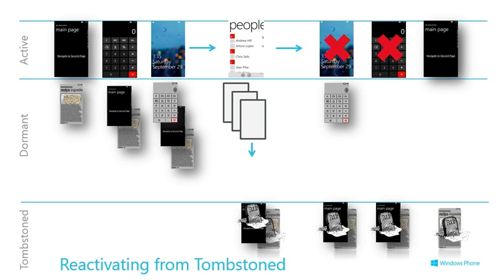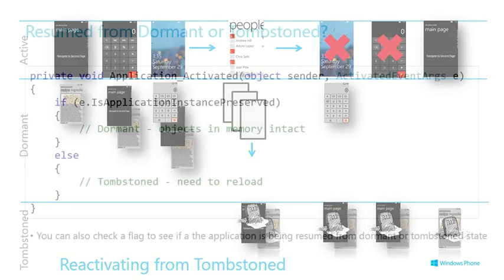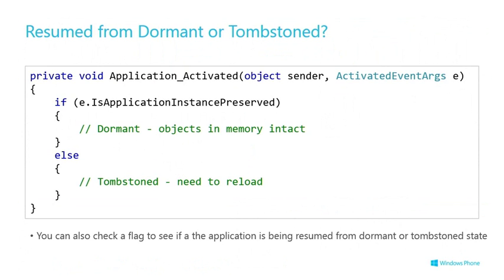But you're going to have to write some code at this point. Rehydration. So you need to know which state you're coming back from, and that is quite easy. In both cases, the application activated is the event that fires, but it has an activated event args, and in that is a property called isApplicationInstancePreserved. If that is true, we're being reactivated from dormant, so all our objects in memory, the app is exactly as we left it, so generally you don't have to do very much. If it's false, then we're coming back from tombstone, and then you'll need to reload your data and set everything up again and get things working.